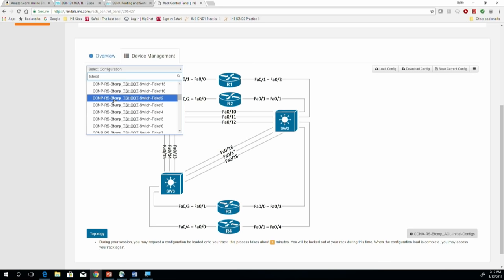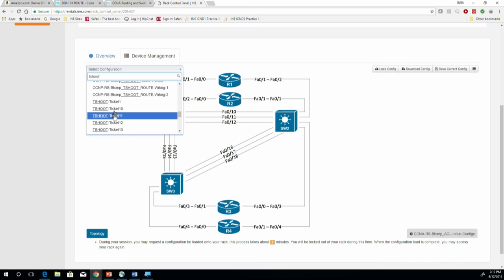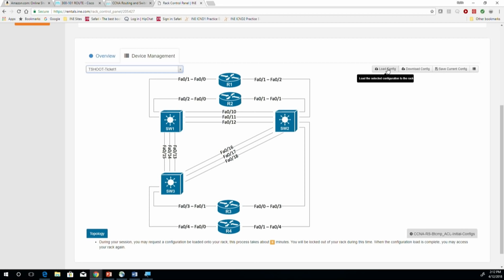If you're working on the workbook, that's all these right here. So T-shoot ticket one is for the first ticket in the workbook. You would click on load config, and after about 5 or 6 minutes, after the script in the background is done working, it would preload all the routers and switches so you could work on that ticket. You could log into them and try to decode what the problem is.